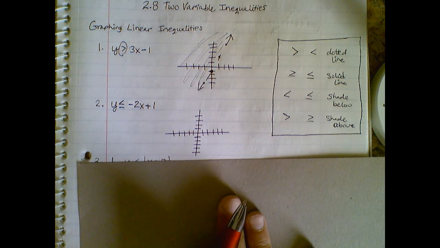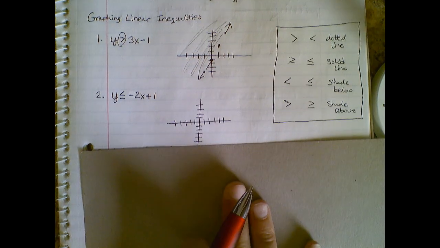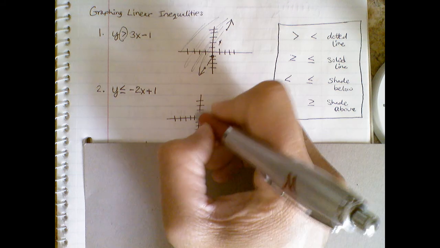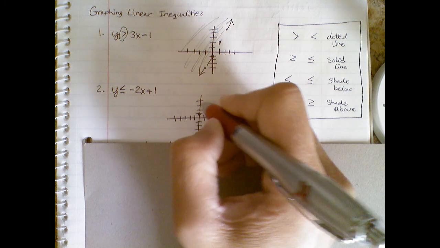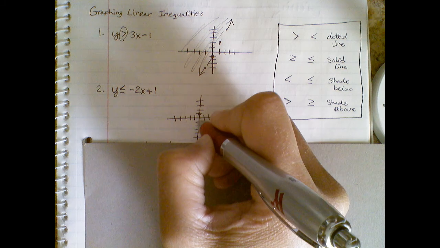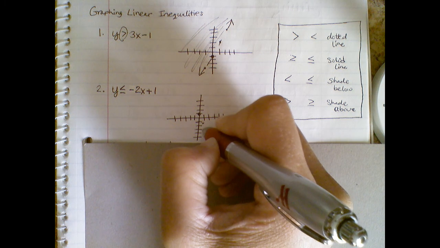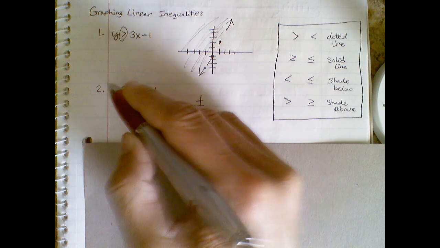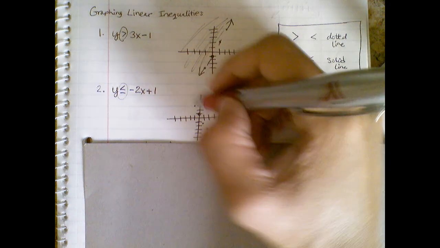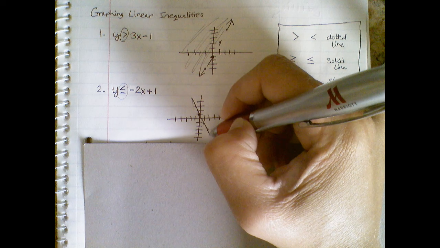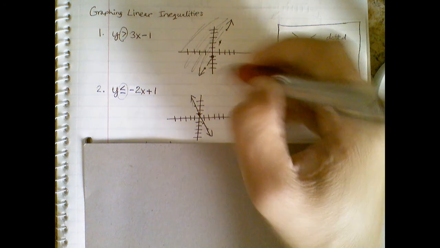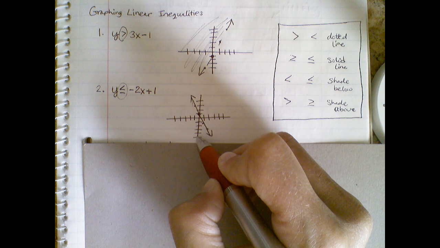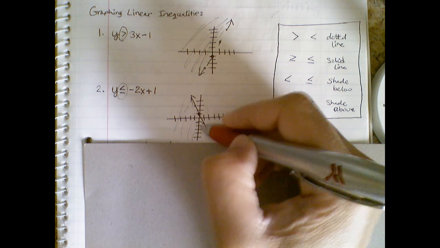This next one, I have y is less than or equal to negative 2x plus 1. So my y-intercept is 1. My slope is negative 2 over 1, so down 2 over 1, down 2 over 1, or I could go up 2, back 1. It's less than or equal to, so I need a solid line. And then since it's less than, think of my y-intercept as 1. The numbers get less than down here, so I shade everything below it.